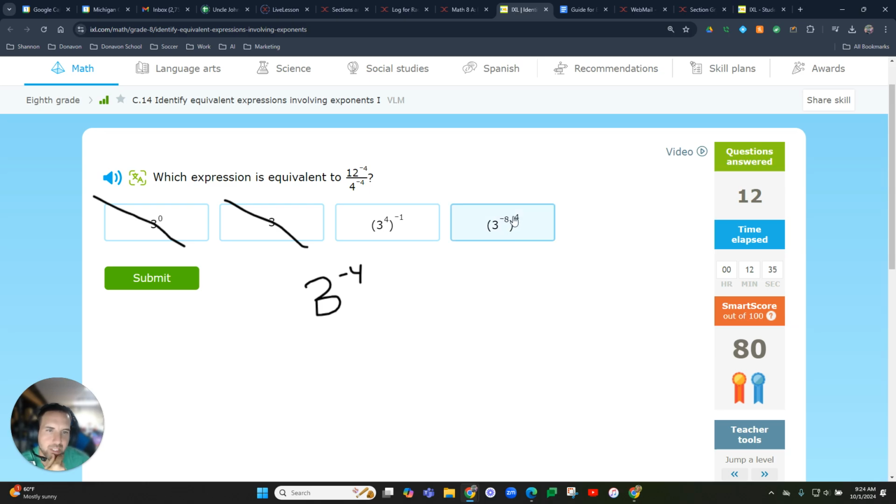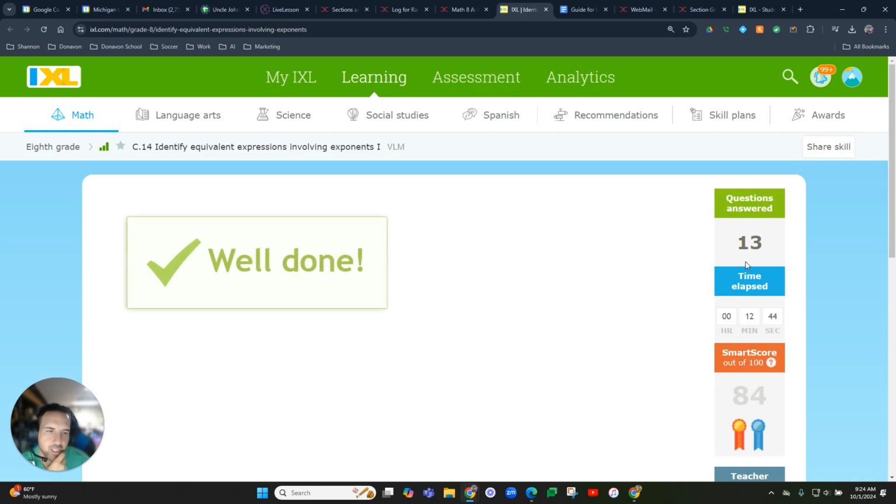This one, you multiply the exponents. That's 3 to the negative 32. That's not. And for this one, you multiply the exponents. So 4 times negative 1 is negative 4. So that's it right there.